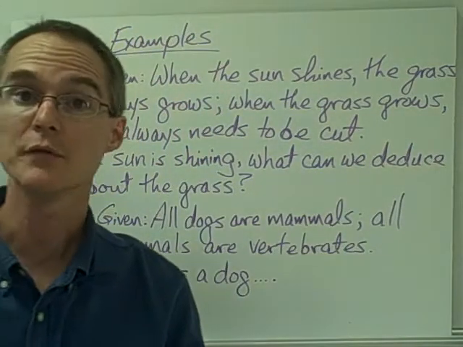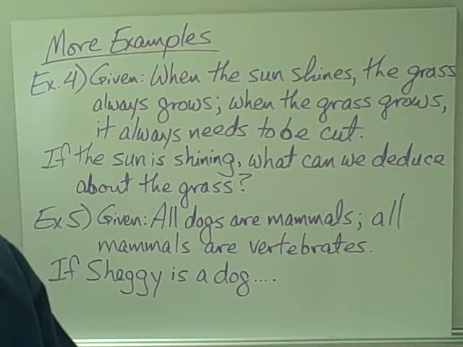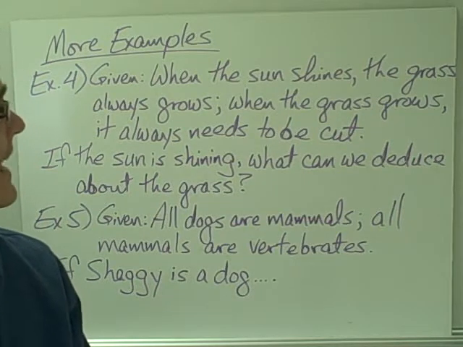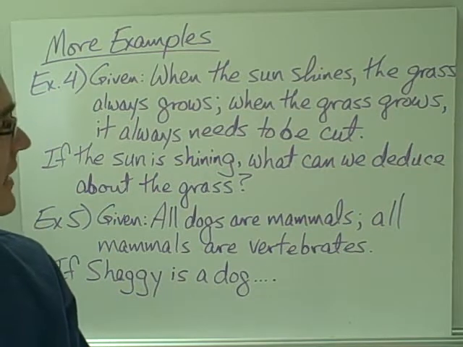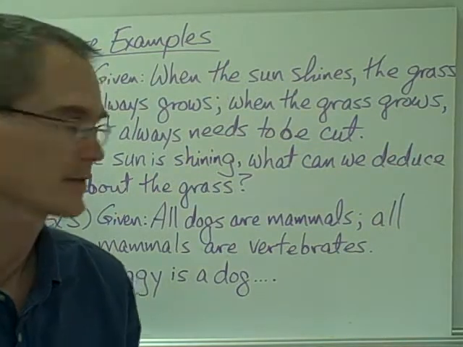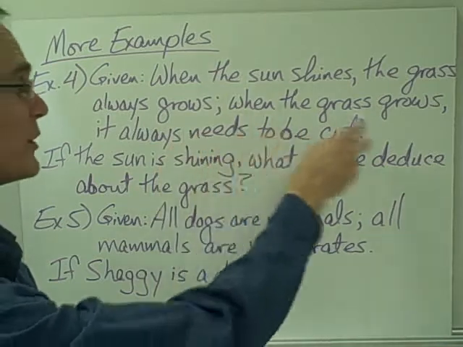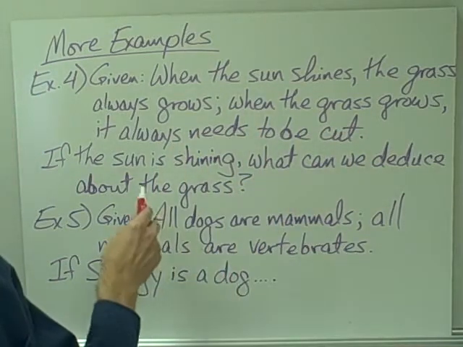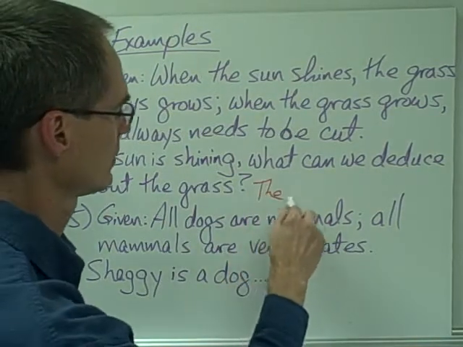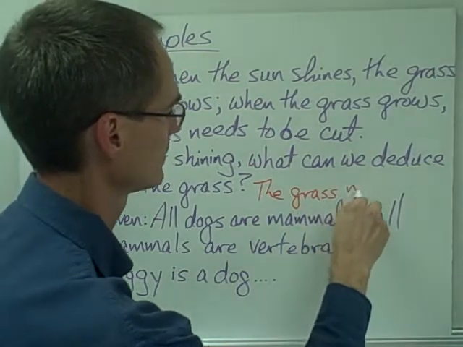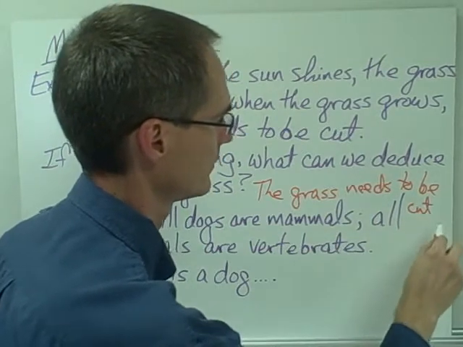Now let's take a look at a few more examples. Example number 4. Given, when the sun shines, the grass always grows, and when the grass grows, it always needs to be cut. If the sun is shining, what can we deduce about the grass? Since when the sun shines, the grass always grows, and when the grass grows, it always needs to be cut, if the sun is shining, we can deduce the grass needs to be cut.